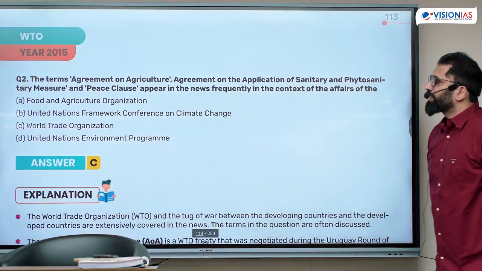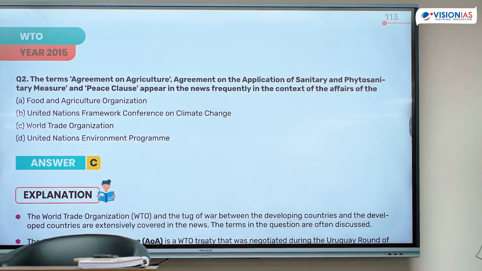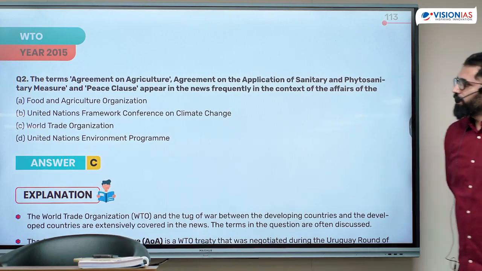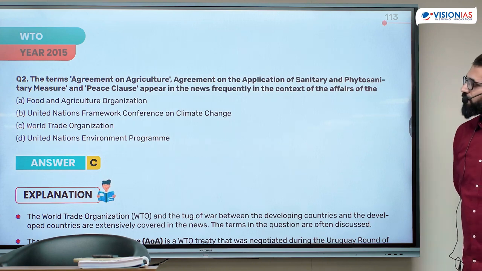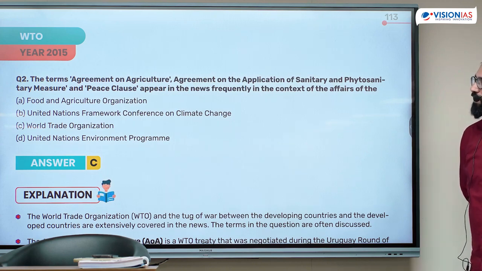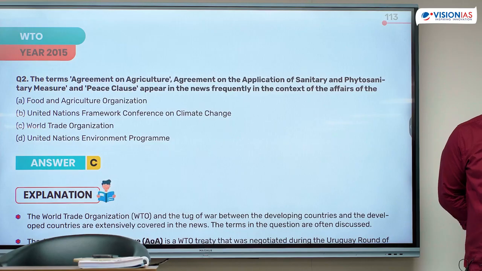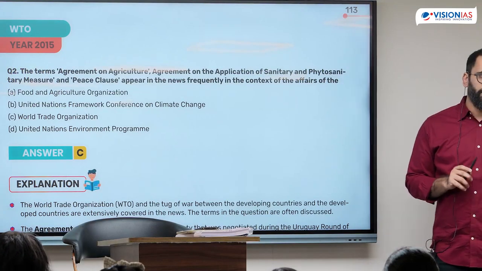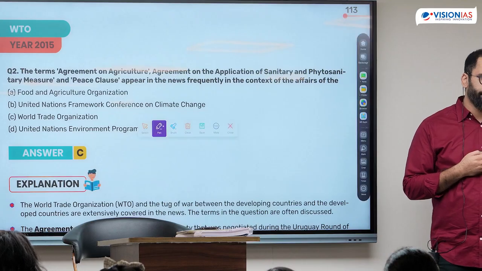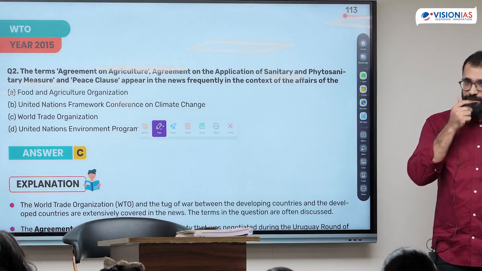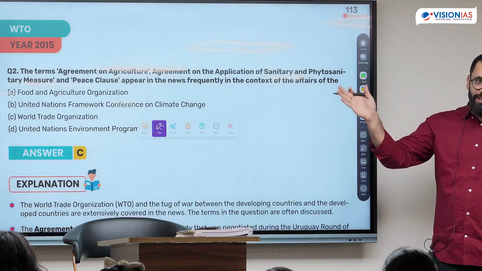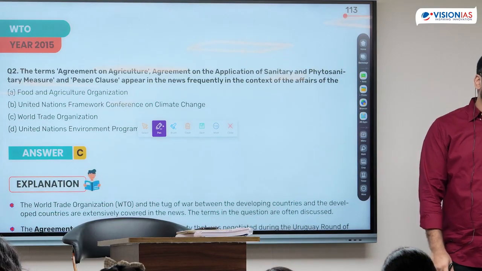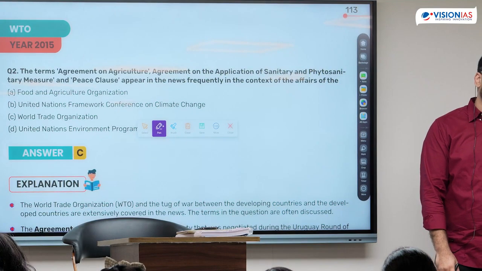The terms agreement on agriculture, agreement on application of sanitary and phytosanitary measures, and peace clause appear in the news frequently in the context of the affairs of FAO, United Nations Framework Convention on Climate Change, World Trade Organization, UNEP. What is agreement on agriculture? How much subsidy? Anything else? This agreement on agriculture was a 15 marker question this year in mains. This year means 2023, not 24, last year.